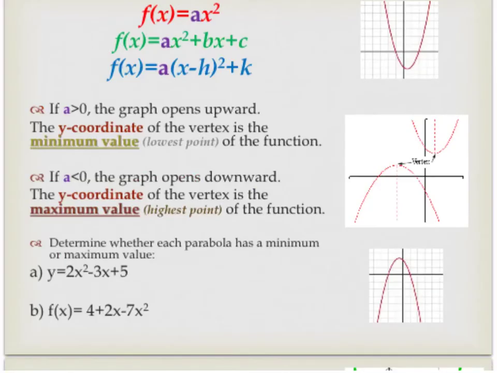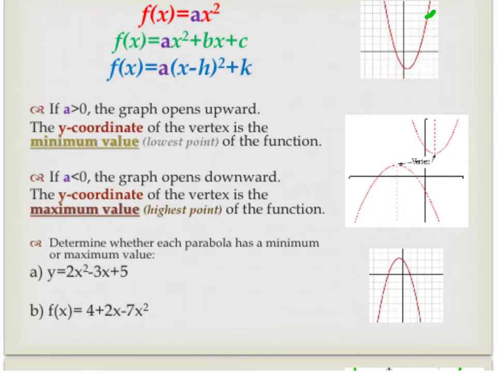Now, when we're dealing with parabolas, if a, which again, remember, is just the coefficient of x squared, so it doesn't matter what form you get it in, it's always just the coefficient of x squared. Coefficient means the number in front of a variable. So the coefficient in front of x squared is always a. Whenever a is bigger than 0, which means it's just positive, whenever you see a positive a, that means our parabola is going to open up. All right, so it's going to open up.